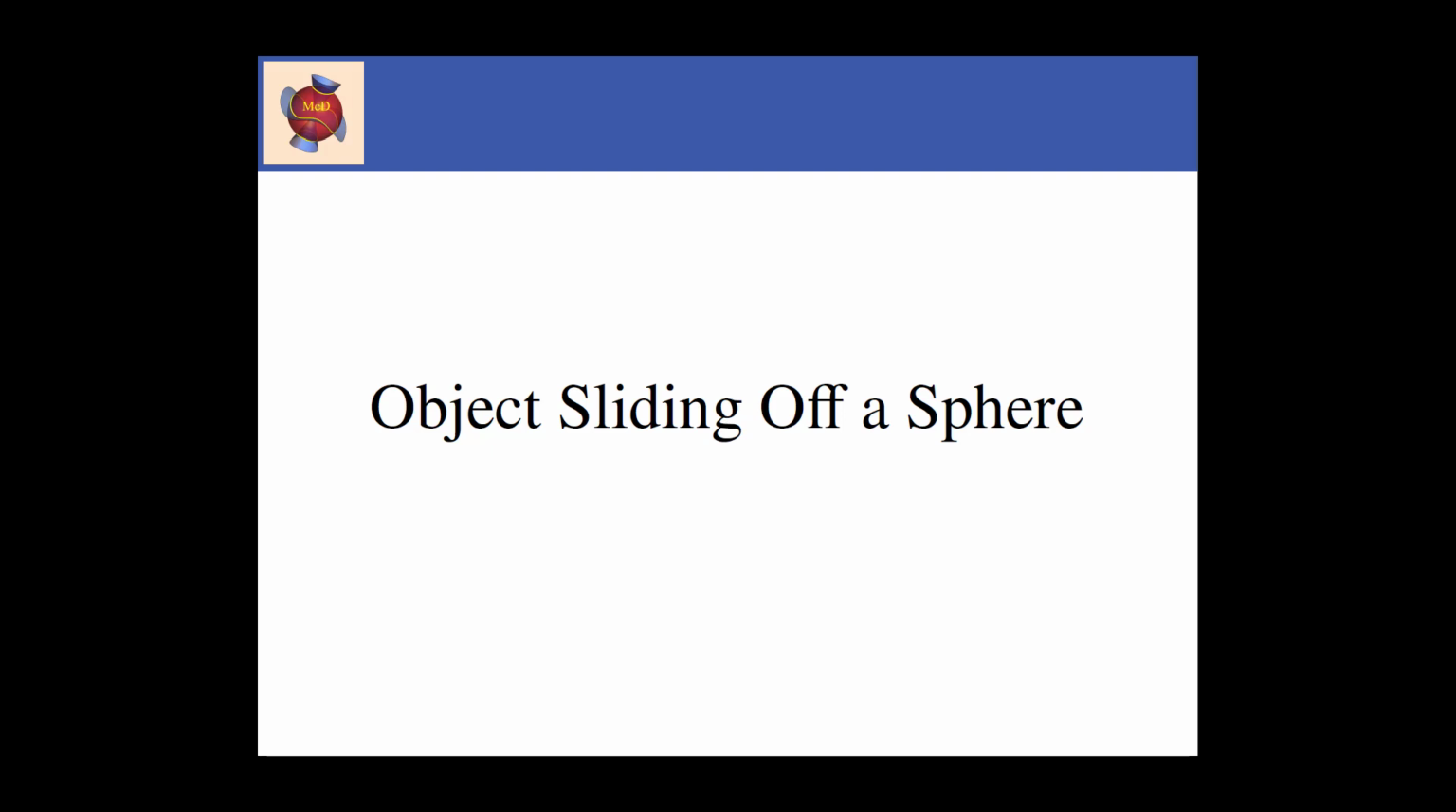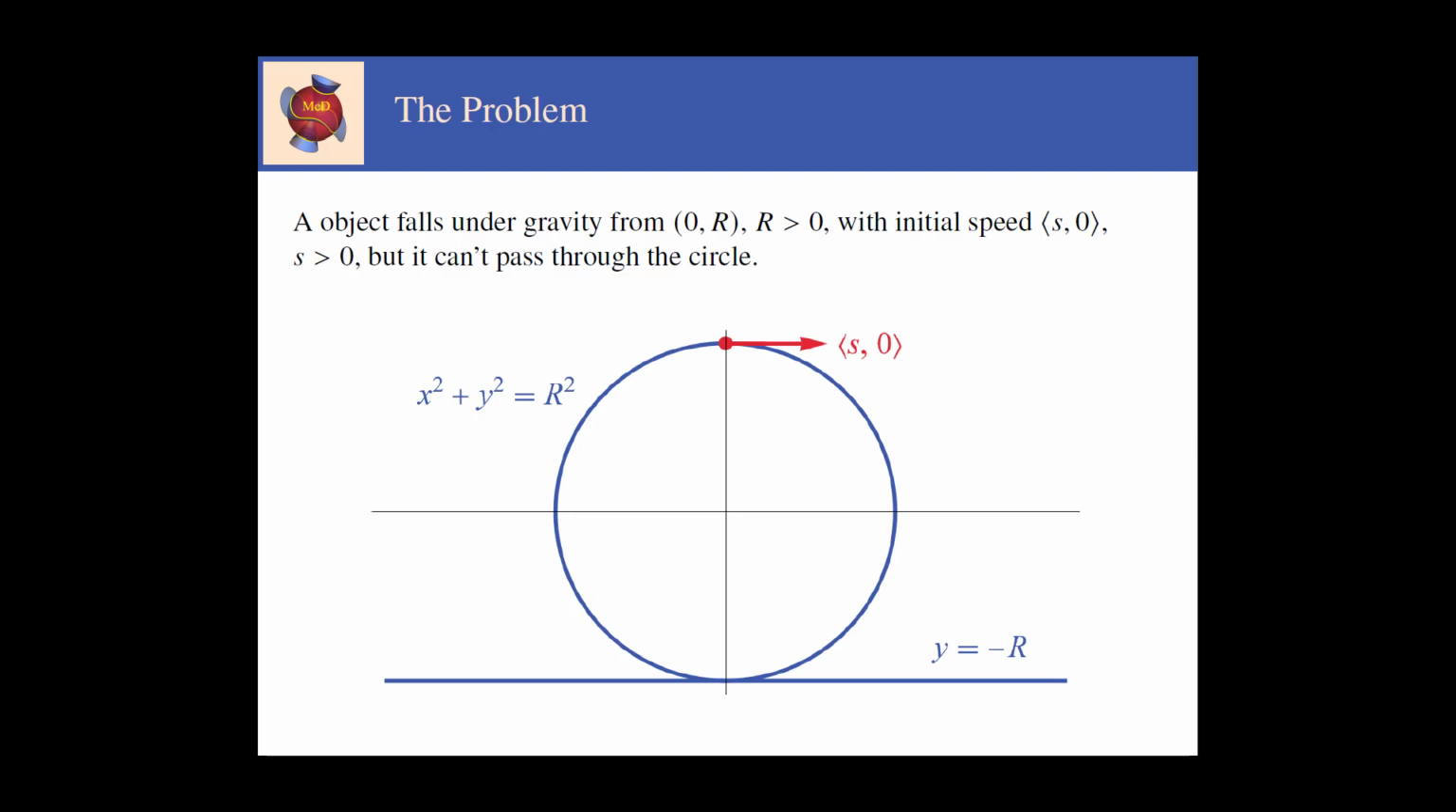We won't show every detail of the derivation, but it doesn't require much work to fill in the missing details. Consider a sphere of radius capital R centered at the origin. Since the motion takes place entirely in a plane, we only draw a cross-section of the sphere as shown here. At time t equals 0, the object sits at the top of the sphere at (0, R) and has an initial horizontal velocity vector (s, 0).